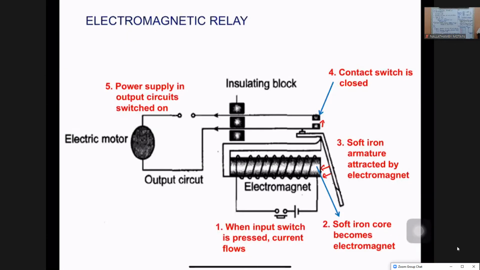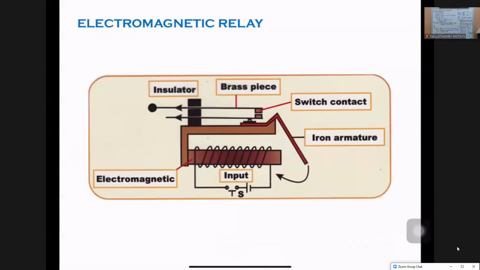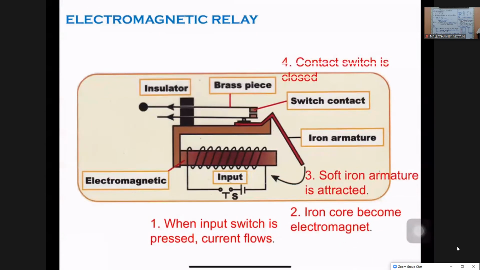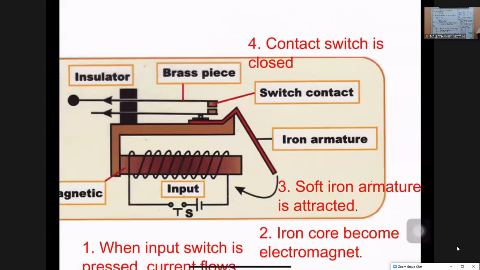Finish. So electromagnetic relay, finish. Okay, now we go for the next one. This is another one, same like just now. So no need to worry. This one that I already explained just now.